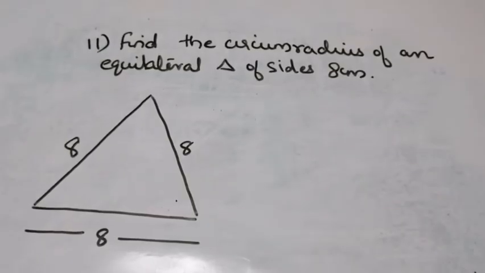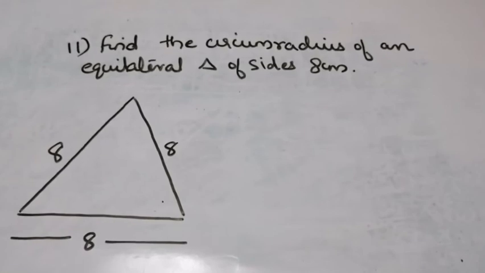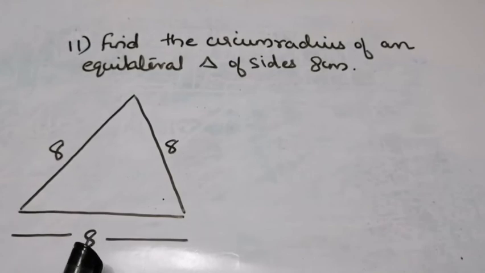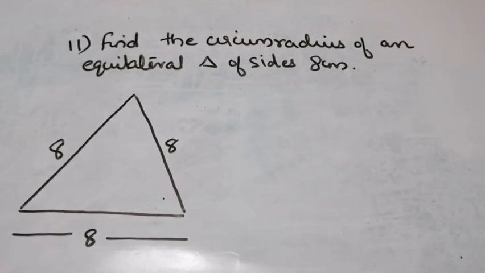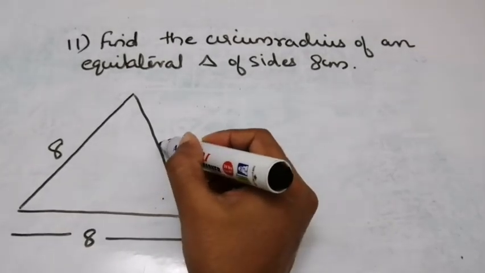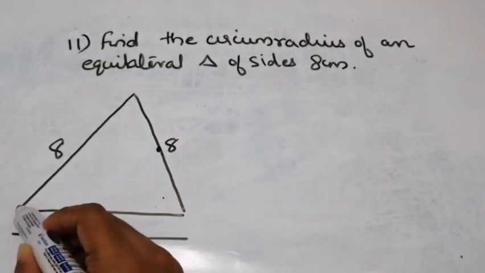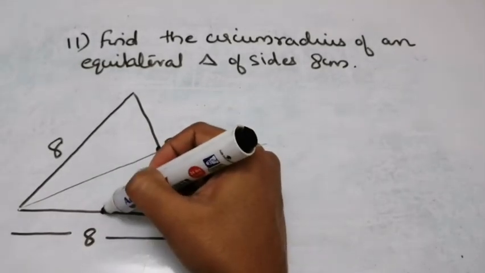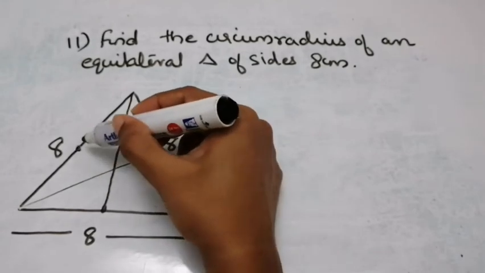Yes children, now here you can see, find the circumradius of an equilateral triangle of sides 8 centimeter. The figure is not given actually in the question, so I have drawn one equilateral triangle and marked all the sides 8 centimeter. Now find the circumradius. So how do you find the circumradius? That is where the medians touch. Medians means what? From this vertex to the opposite midpoint. This is the opposite midpoint. Now this is the midpoint of this side, and here this is the midpoint.